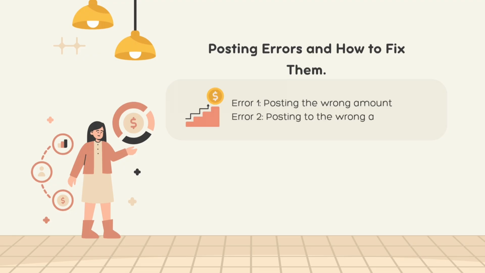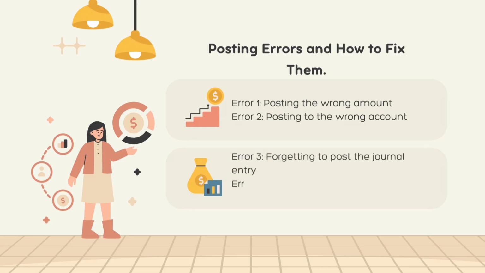Another error is posting to the wrong account, which can be corrected by reversing the incorrect posting and recording a new, accurate one. Sometimes, students forget to post the journal entry entirely. In this case, checking the folio references in the journal helps. Any entry without a ledger number still needs to be posted. Another issue occurs when the trial balance does not balance. This usually requires checking for addition errors, skipped postings, or transposition mistakes.